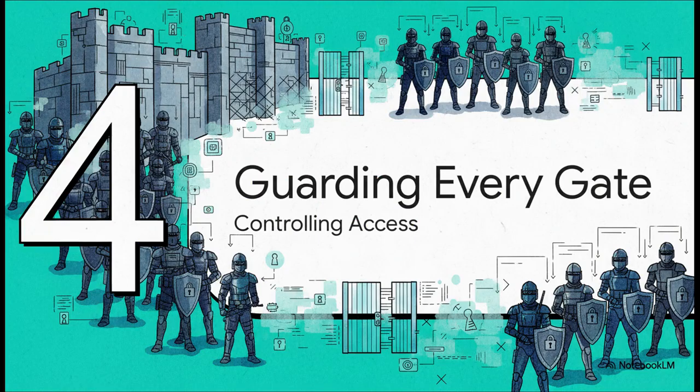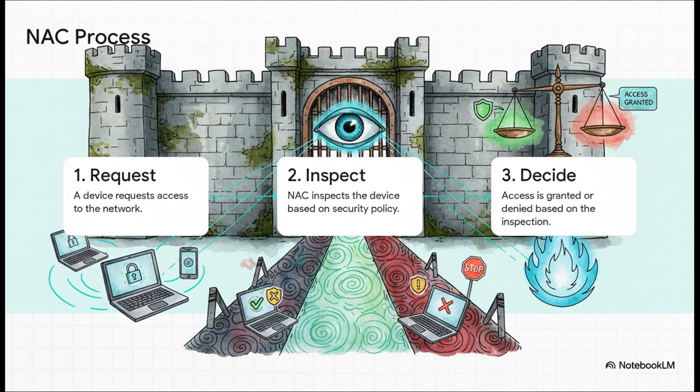Okay, so we've got our internal walls up, and we've adopted this zero-trust mindset. Now let's talk about the guards themselves, the actual technologies we use to control who gets in, and more importantly, where they're allowed to go once they are in. So the main gatekeeper technology here is called Network Access Control, or NAC, and its job is pretty straightforward, but absolutely ruthless. When any device, I don't care if it's a laptop, a phone, a tablet, whatever, tries to connect to the network, the NAC solution basically stops it at the door. It inspects the device's health. Is its antivirus up to date? Does it have the right security patches? And based on a strict policy, it makes a decision. You're either granted access or you're denied.